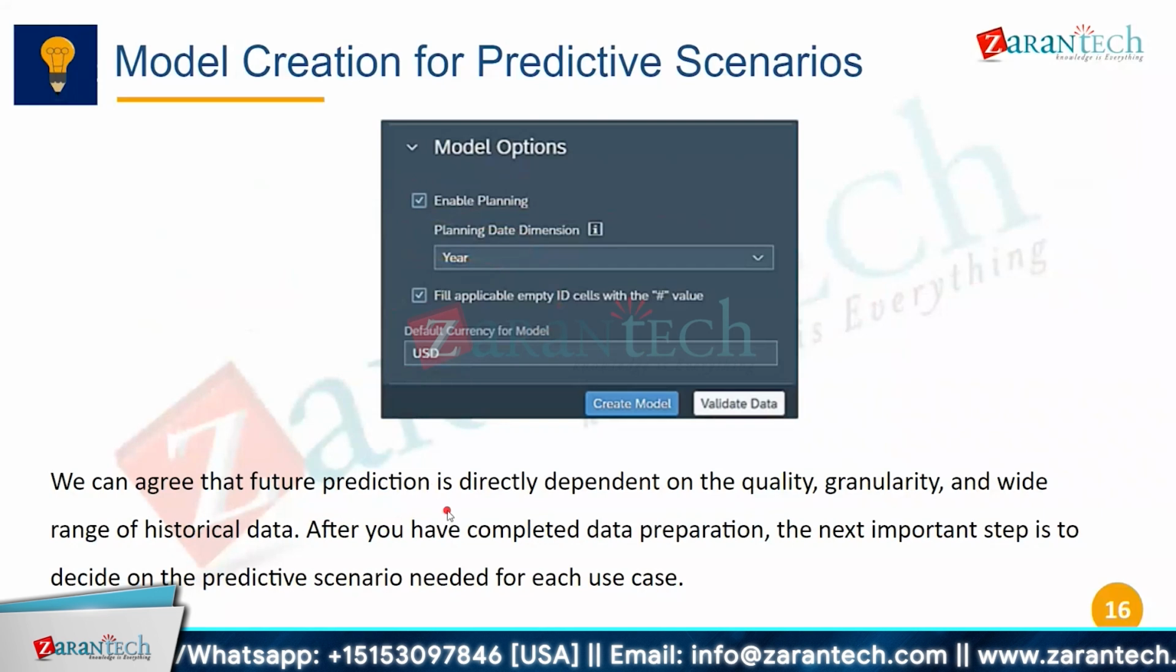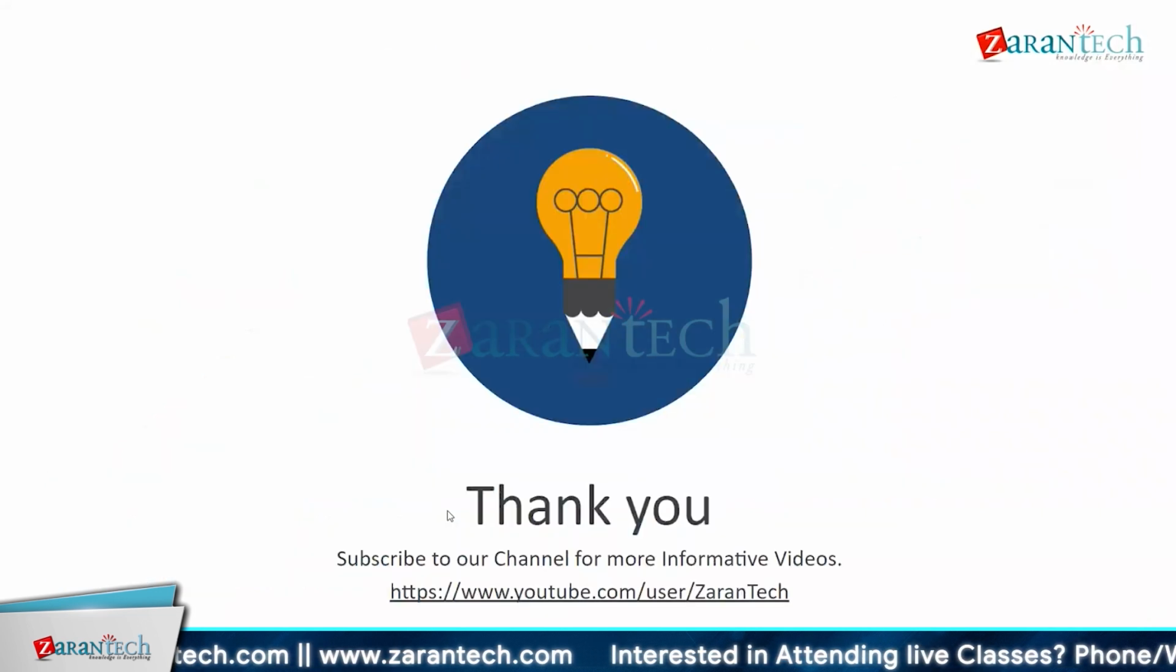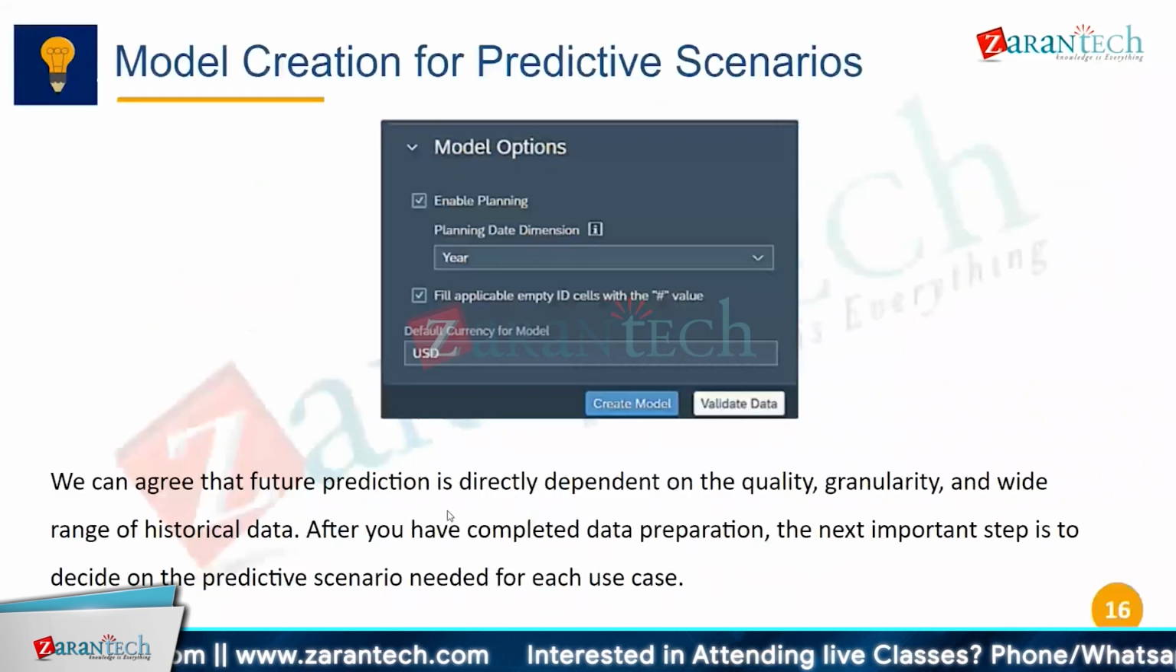We can agree that future prediction is directly dependent on different parameters like quality, granularity, and a wide range of historical data. After you complete the data preparation part, you can decide on the next predictive scenario which you want to use for each use case. So this is topic one, basically an introduction to how the predictive scenarios or predictive options are available within SAC. Any doubts till now?